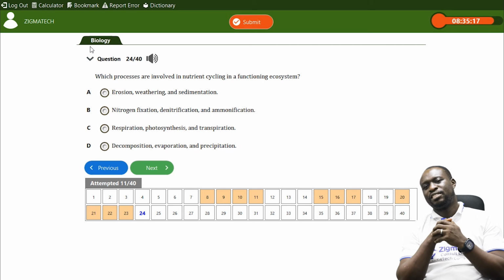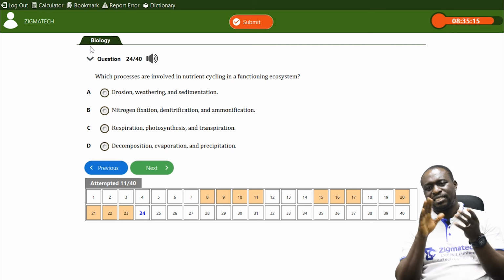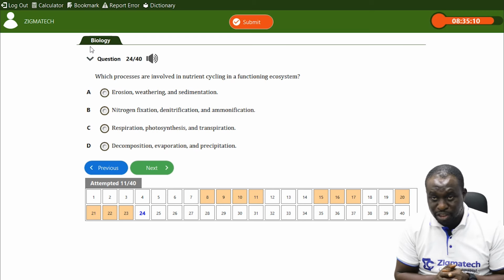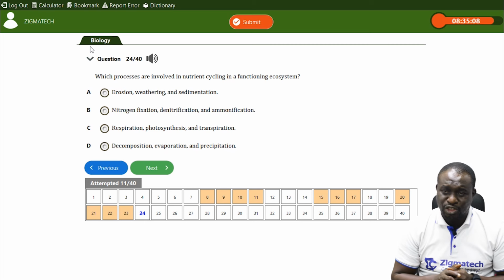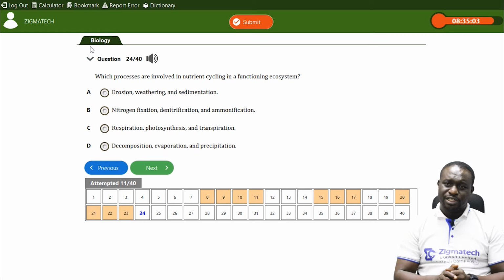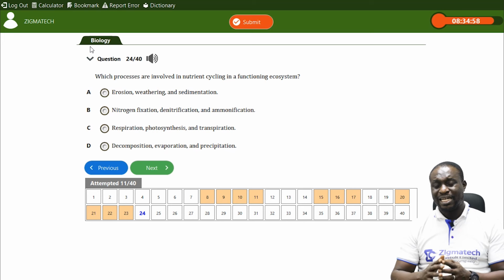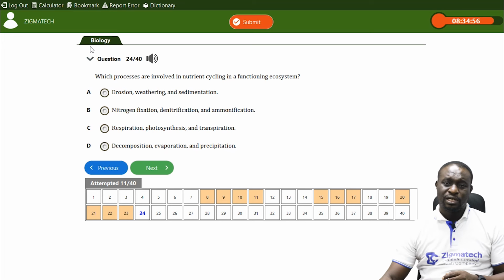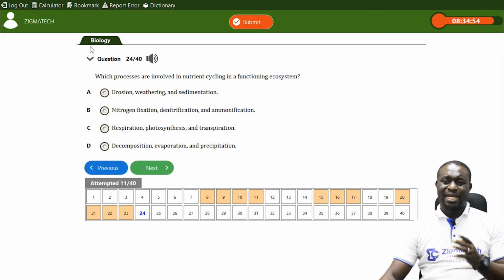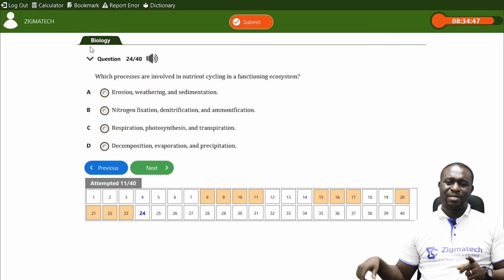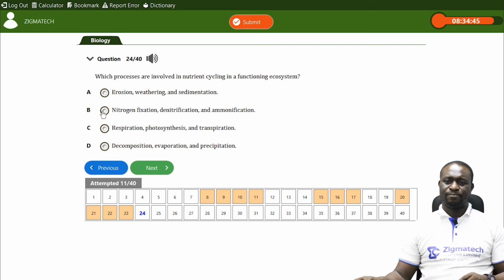Option C says respiration, photosynthesis, and transpiration. Option D says decomposition, evaporation, and precipitation. Decomposition, evaporation, and precipitation is almost like the water cycle, while respiration, photosynthesis, and transpiration mainly involve the carbon cycle. But I think what they are actually looking at is nitrogen cycling in a functioning ecosystem, and that option is B, option B.